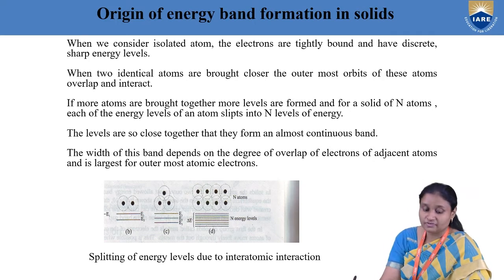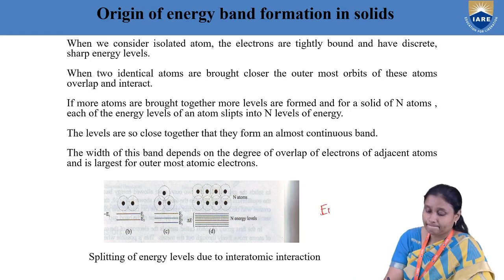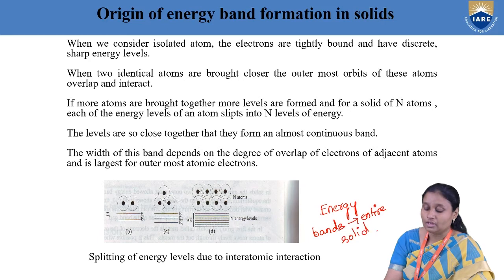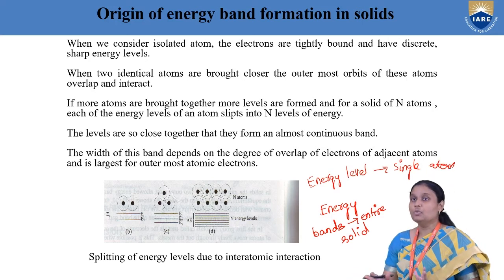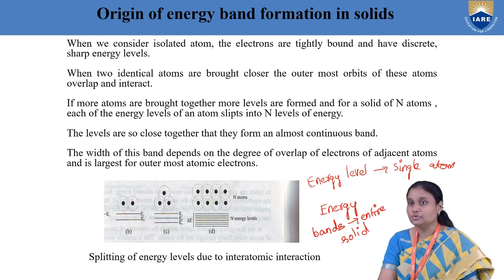And what you have to observe here is that the energy bands concept comes if we consider the entire solid as a whole. I have to consider the entire solid as a whole. Whereas the energy level concept comes if you consider a single atom. That you have to understand. So when you are considering the whole solid as a whole, you will have this concept of energy band.